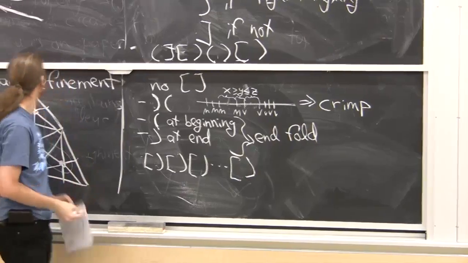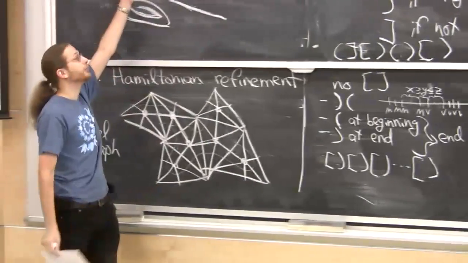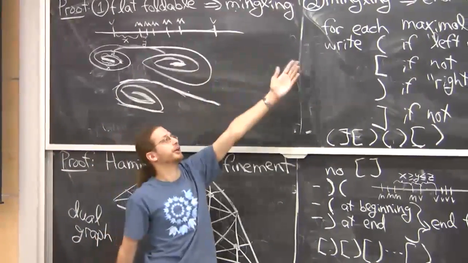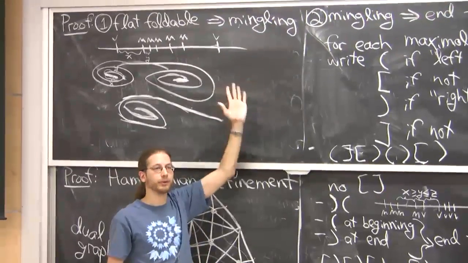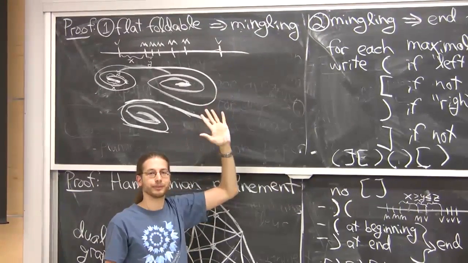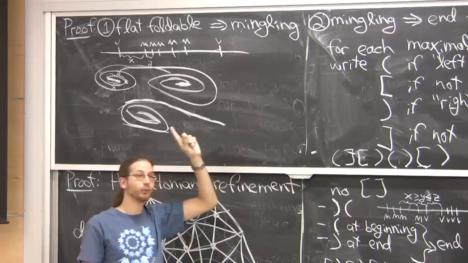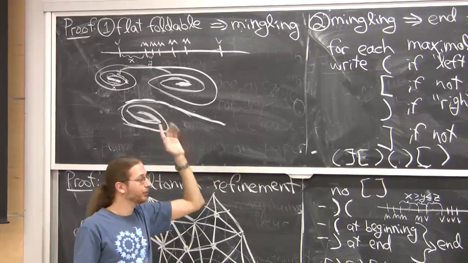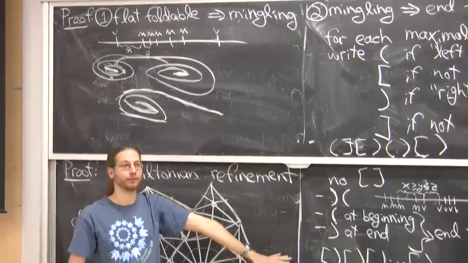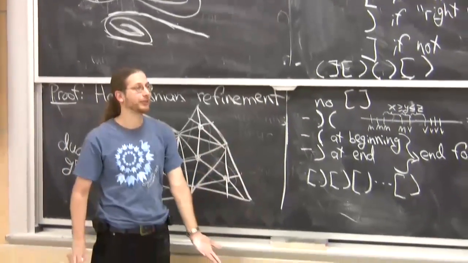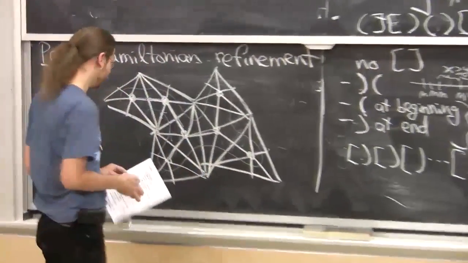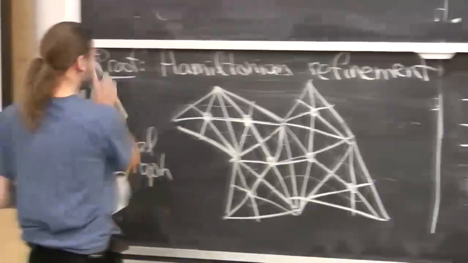And instead of assuming I am mingling, I can just assume that I'm flat foldable, and then I get from this chain of implications that there is an end fold or a crimp. Okay, so far? So that means I can make at least one fold. If I am flat foldable, I can make at least one crimp or end fold. Now the question is, can I keep going? And for that, we need one more property.